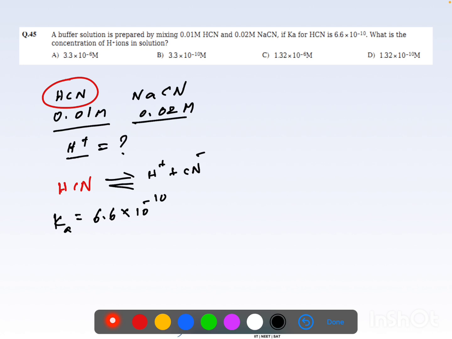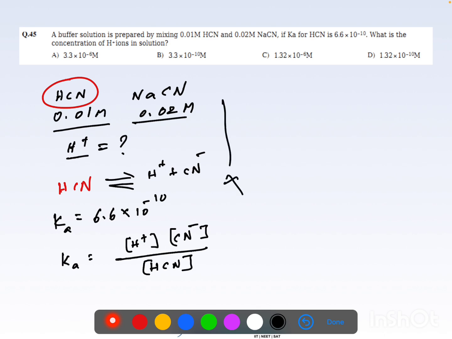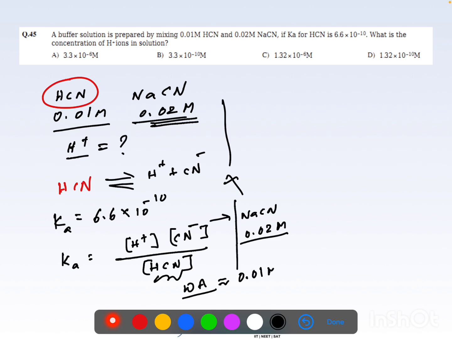Now for a weak acid, Ka is equal to concentration of H plus and concentration of CN minus divided by HCN concentration. Here there is also NaCN in the reaction mixture, so this CN minus is due to NaCN. So this concentration will be 0.02 molar. And HCN, because it is a weak acid, does not dissociate completely, so its concentration will be almost equal to 0.01 molar.